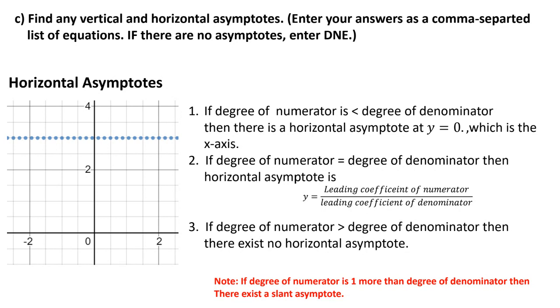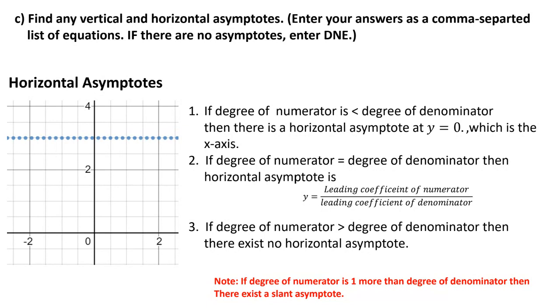Our second case is if the degree of the numerator is equal to the degree of the denominator, then we have a horizontal asymptote given by this rational expression, this fraction, where the fraction is the leading coefficient of the numerator divided by the leading coefficient of the denominator. Again, these are the horizontal asymptotes, so this would be y equals that fraction. And then our third case is if the degree of the numerator is larger than the degree of the denominator, then there exists no horizontal asymptote.